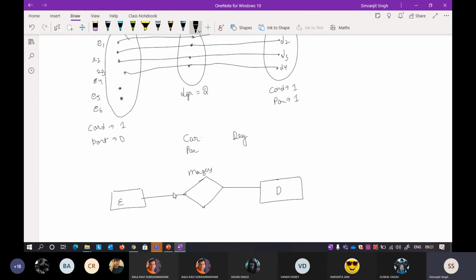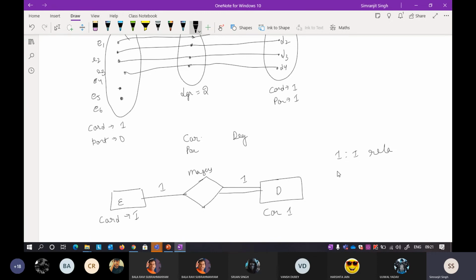Now what is the relationship here? From the employee side, employee 5 and employee 6 are not participating, so this is partial participation. But from the department side, everyone is participating, so this is total participation. So you draw a double line here. Now what is the relationship type? You write cardinality here. Cardinality here is 1, cardinality here is 1. So you reverse it, 1 is here, 1 is here. So this is a 1 to 1 relationship.